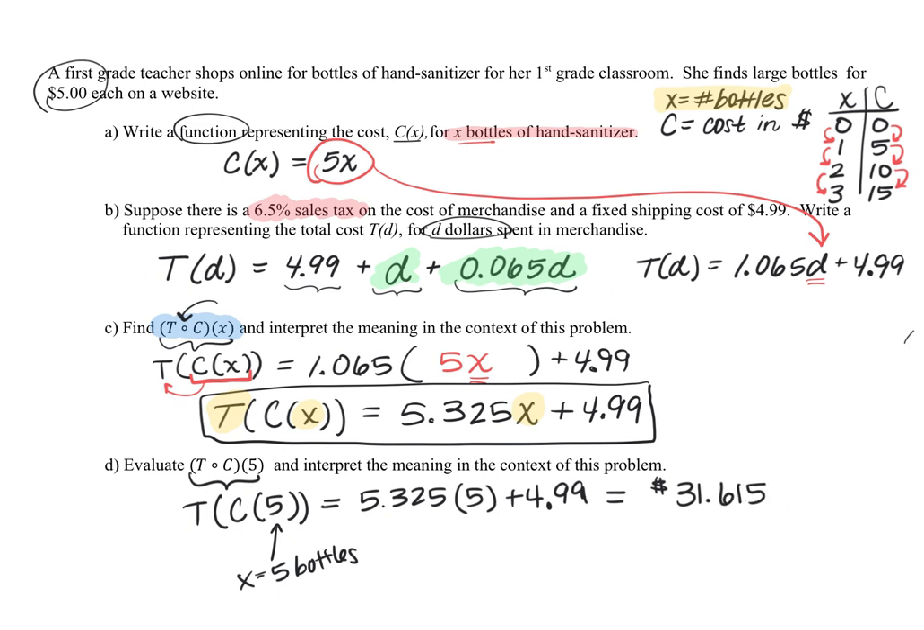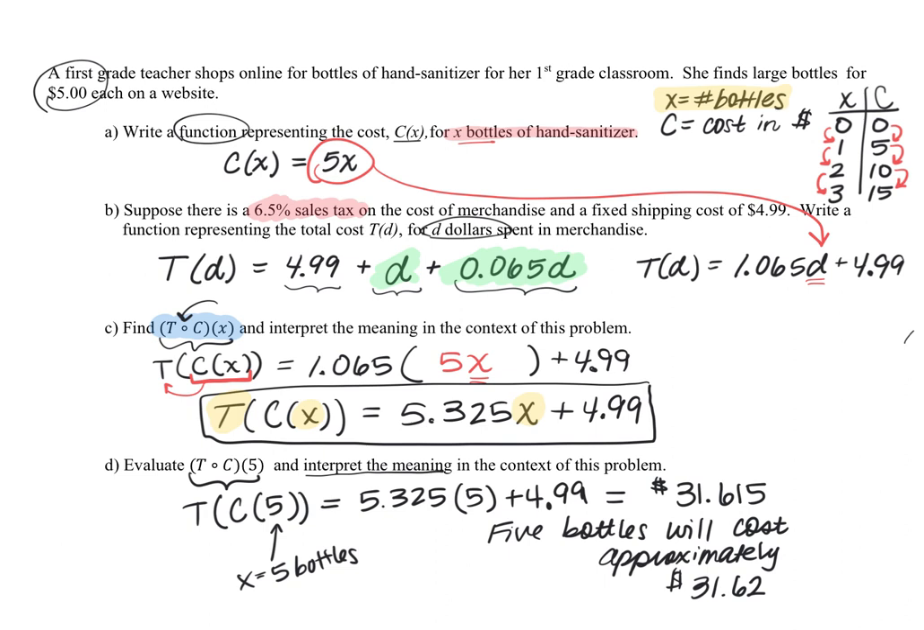So since this problem did say, let's interpret the meaning, I will write that out in words. We're basically saying that 5 bottles of hand sanitizer will cost approximately, and I'm going to say approximately because I'm going to round, since we're talking about dollars, I'm going to round this to the nearest cent. So it will cost approximately $31.62. 5 bottles of hand sanitizer will cost approximately $31.62, and that's going to include the sales tax as well as the shipping.